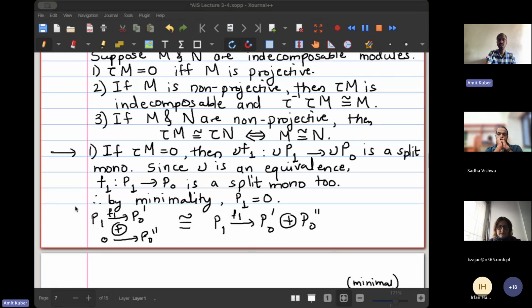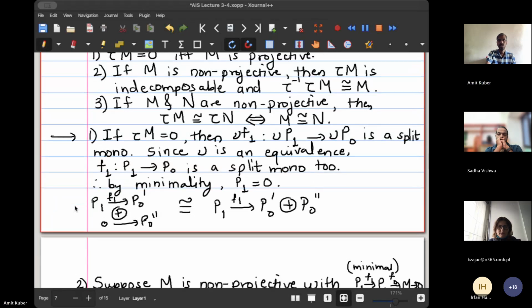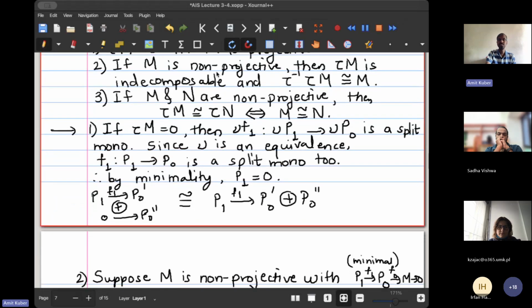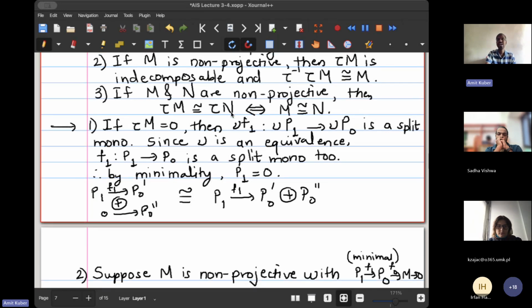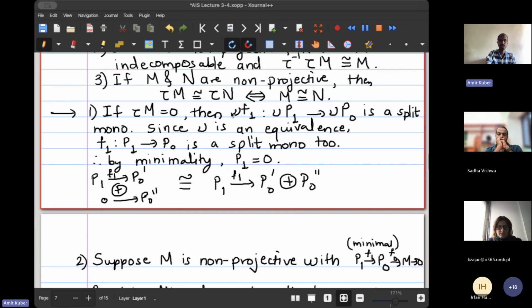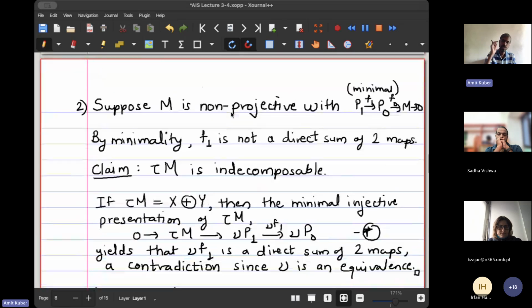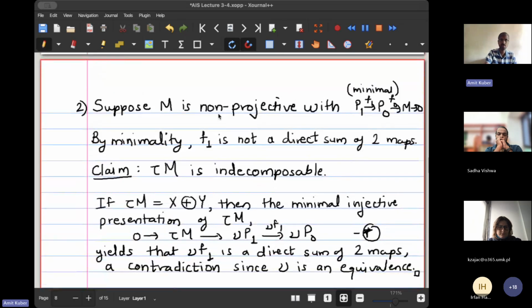Okay, so minimality is actually helping us quite a lot over here. So let's try to prove the main result here, that if M is non-projective, then tau M is indecomposable and tau inverse tau is identity on such modules. Okay. So here I haven't filled up all the details, but let us see. If M is non-projective, then let us start with a minimal projective presentation.